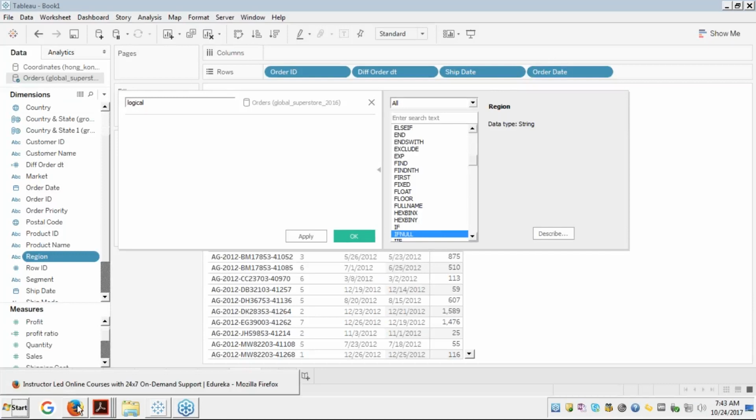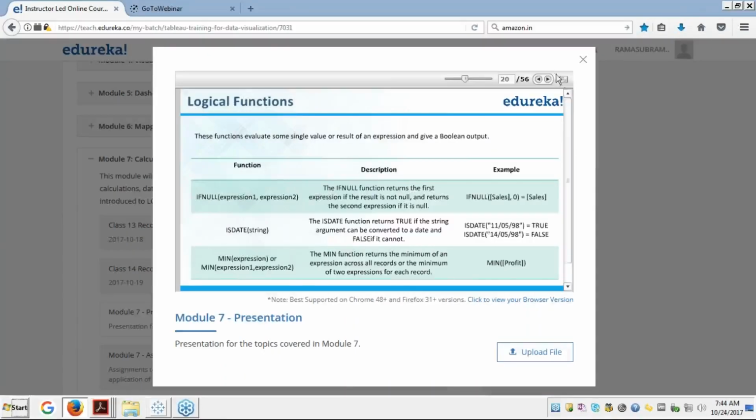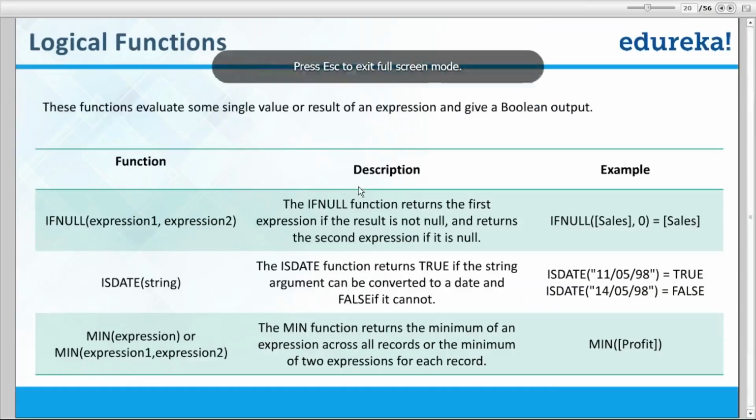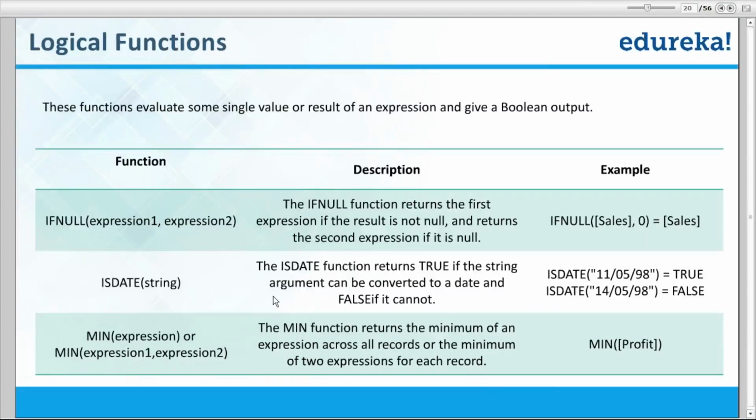Okay, friends. Now moving on to the other calculations, we have something called ISDATE. What is it going to do? It is going to return a value true or false. The ISDATE function returns true if the string argument can be converted to a date, and false if it cannot be converted to a date.